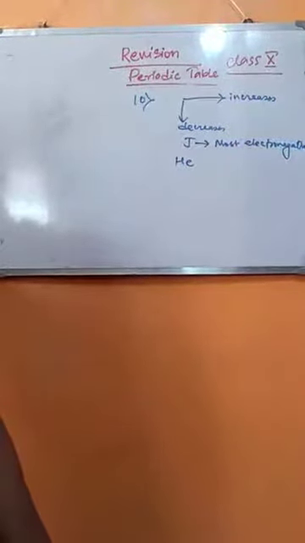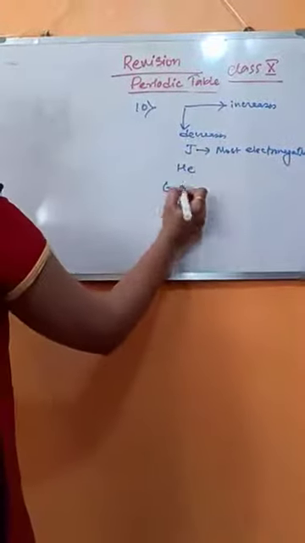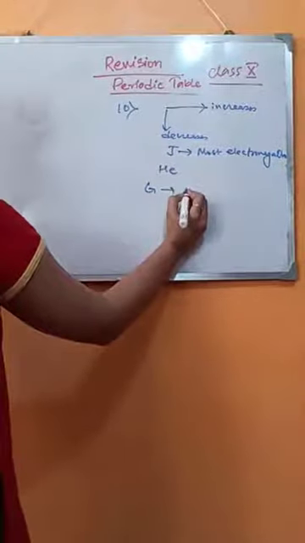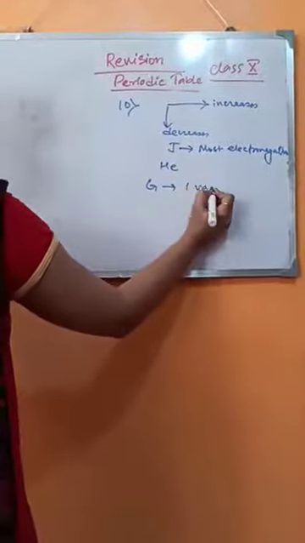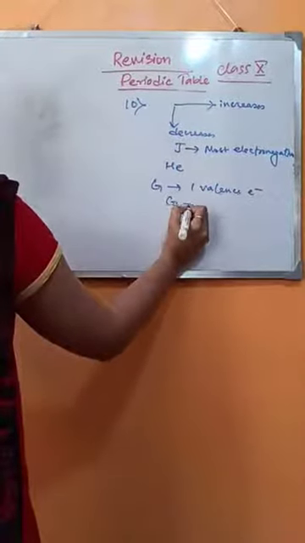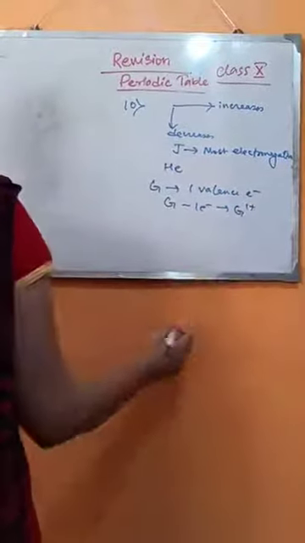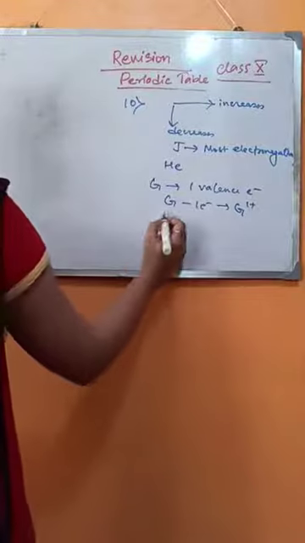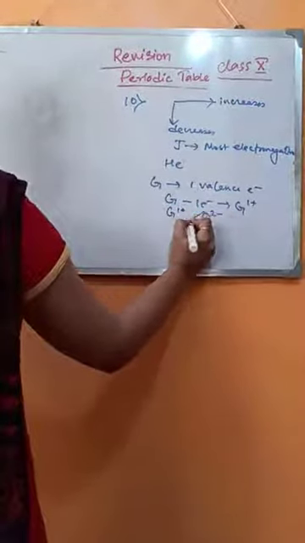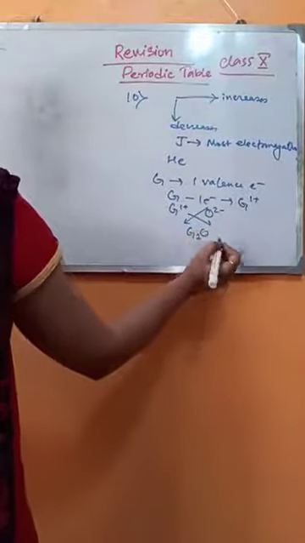State the formula of the compound formed between G and oxygen. Look at G. G is in period 3 and group 1. Group 1 means 1 valence electron. So it will easily lose 1 electron to form G1 plus. And oxygen, you know, oxide. So G1 plus and O2 minus will give you G2O.